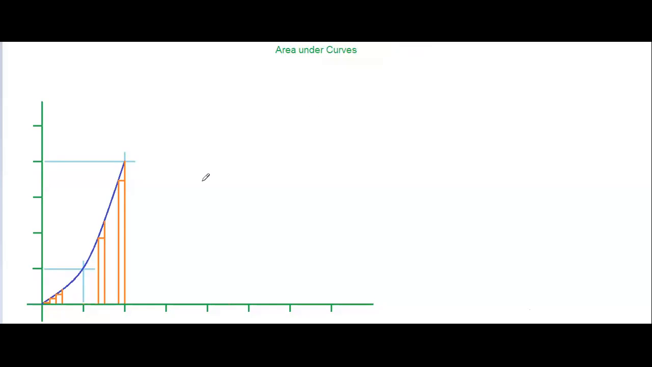I have taken a curve, this blue color curve. Actually, its formula I have taken is a very simple one, y equal to x square. See, when x is 0, y is equal to 0 square, that is 0. When x is equal to 1, y according to this formula should be 1 square, that is 1. So this point is 1 comma 1.